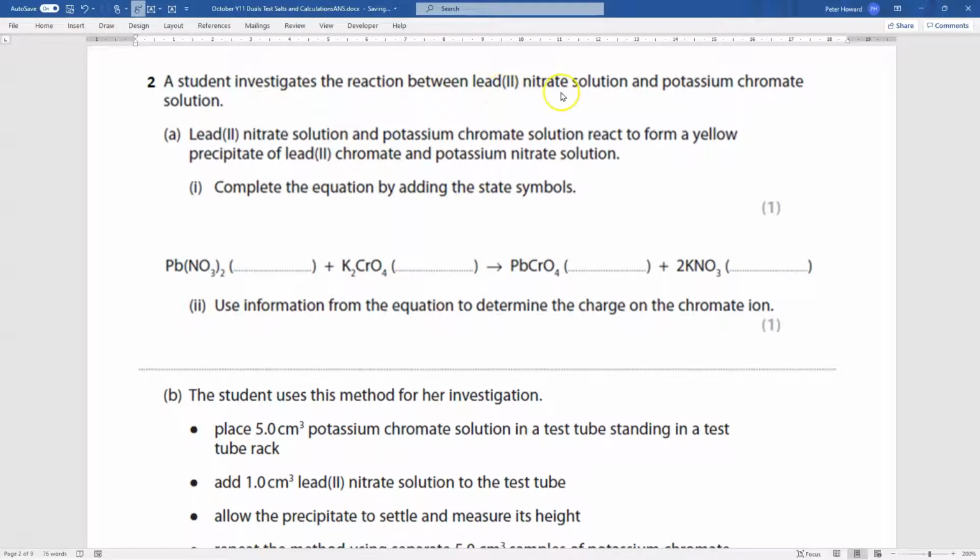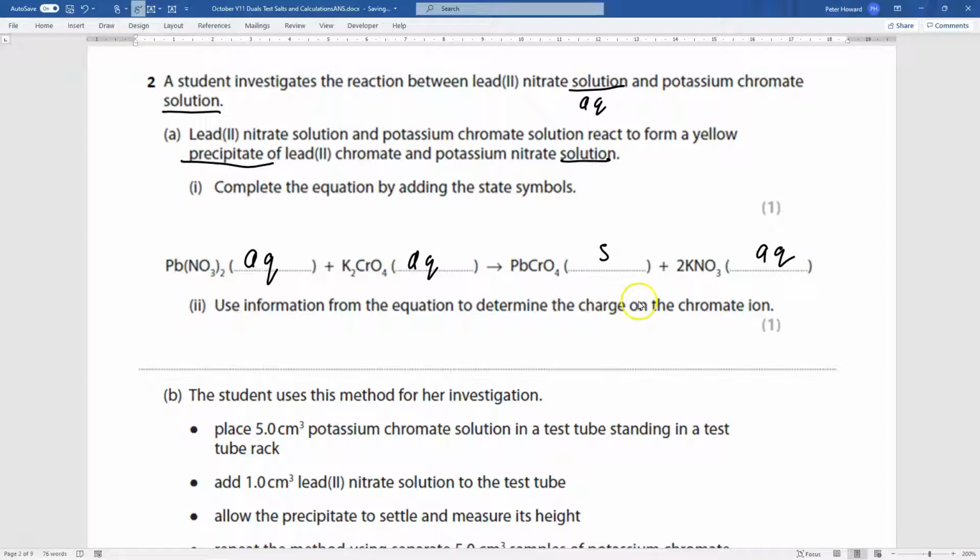Now this one definitely requires reading. Lead nitrate solution. It means lead nitrate dissolved in water, so we know its state symbol is aq. Potassium nitrate solution, aq. And it says it forms a precipitate of lead chromate, lead(II) chromate. A precipitate means it's a solid, and the other one is a solution, so it says aq.